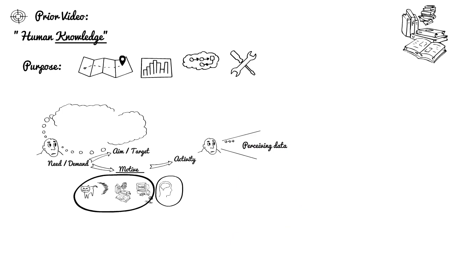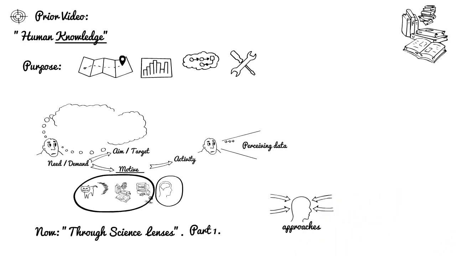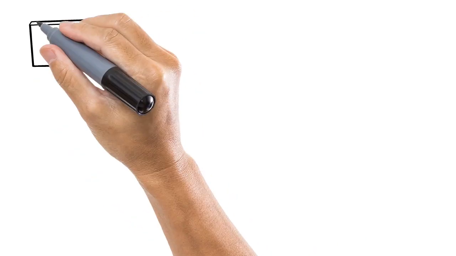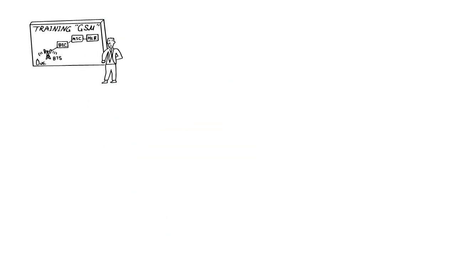It's time now to continue with the current video through science lenses. This one is the first part, so don't forget to watch the second part after this one. We will discuss possible approaches of gaining knowledge. We'll pay a little bit more attention to the scientific approach as one of them, and how it is different from others. Ready to go?